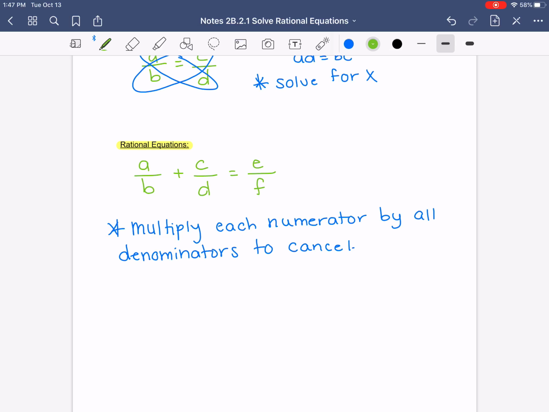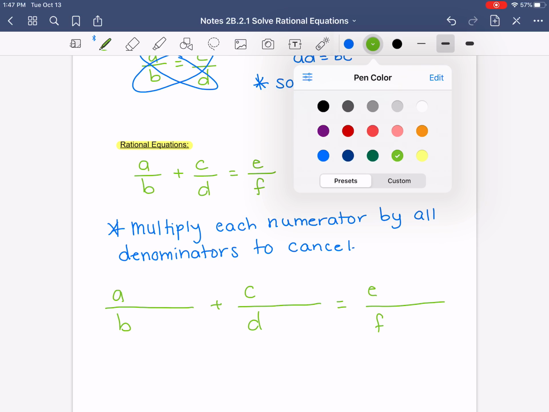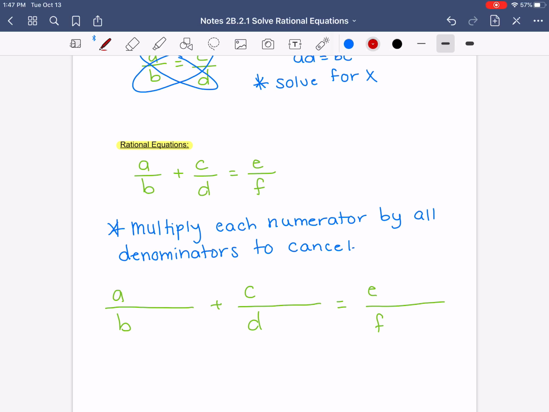So here's how I do that. I make nice long division bars. A over b plus c over d equals e over f. You're going to go through and multiply by each denominator. My first denominator is b, so I'm going to multiply all of my numerators by b. If you multiply one side, you have to multiply the other. You have to multiply all of them by it to keep your equation balanced. What happens is you cancel out the b.